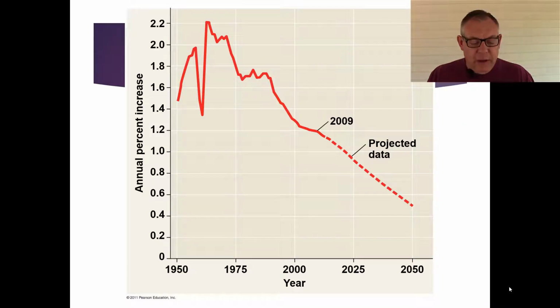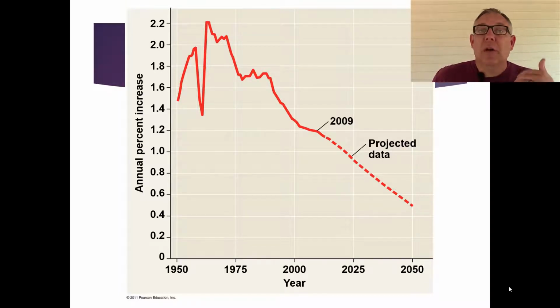Now, this is a graph of the annual percent increase in human population over the last few decades. And so you can see that the percent increase peaked in the 60s, and it has been declining. But again, that just means that we're still growing, we're just not growing as quickly. But when you've got a very, very large population, even a low percentage growth of a large population is still a tremendous amount of growth every year.